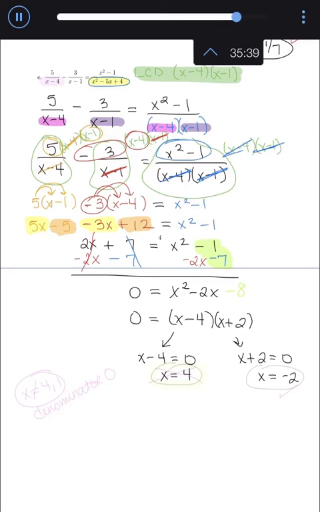Now, again, you have to check these two answers. Just because you got them doesn't mean they work, and this is a perfect example. The answer x equals 4, if we go back up to the original problem, remember our first denominator was an x minus 4. So if we plug in 4 to that denominator, it will make the denominator 0. So that answer of 4 will not work. That cannot be used. However, the answer of negative 2 will work. It doesn't make either denominator 0.